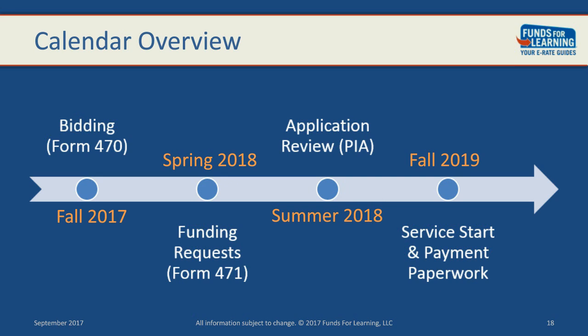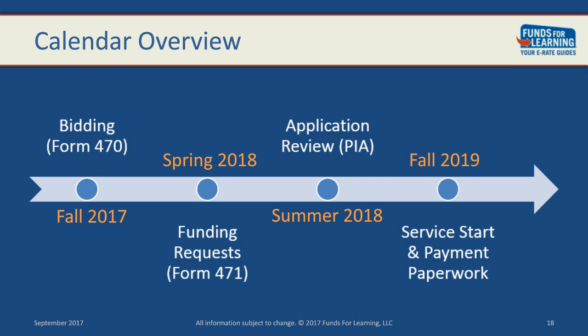So somewhere in the first quarter of the year, plus or minus a month or so, we'll be submitting the applications for the 2018 funding year. And then soon after that, the application review process, which is referred to as PIA or Program Integrity Assurance, will kick off. And then after that, you'll have a funding commitment decision letter, and the actual work can begin, and the flow of discounts via the payment paperwork can start sometime in the fall of 2018, extending all the way until the fall of 2019.